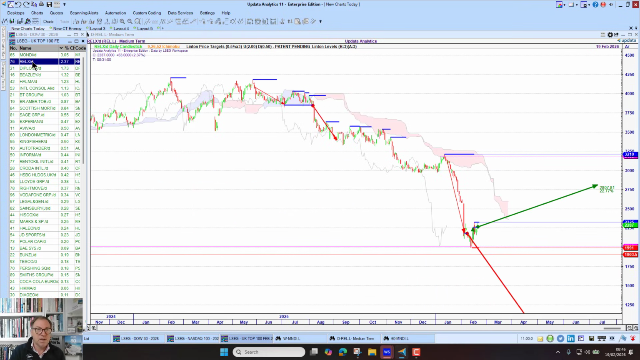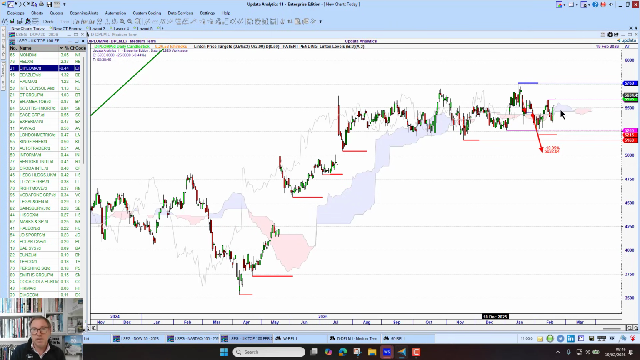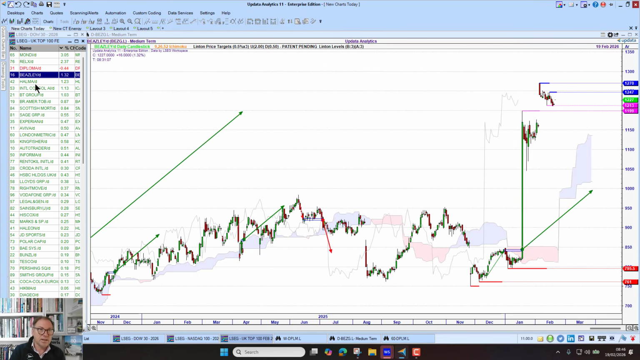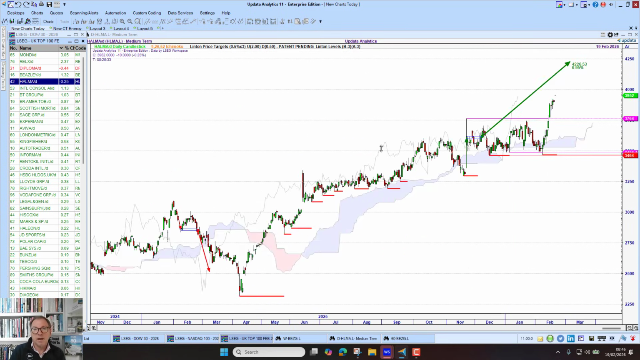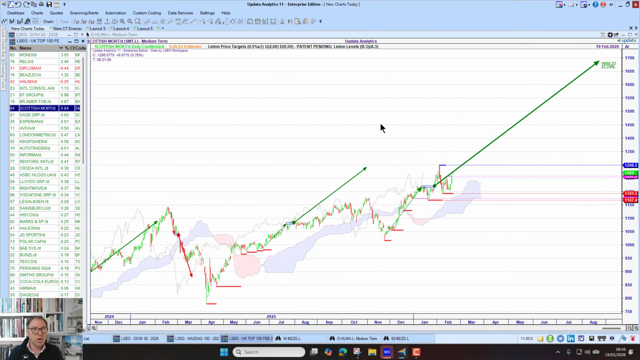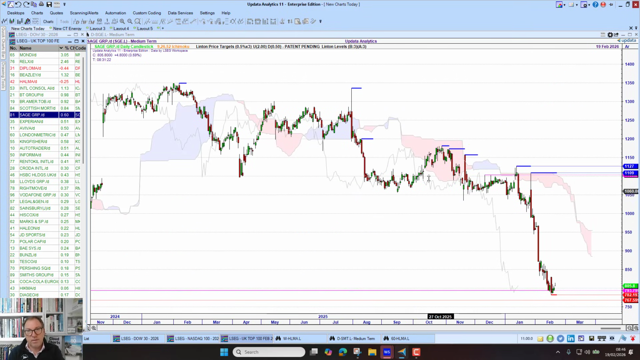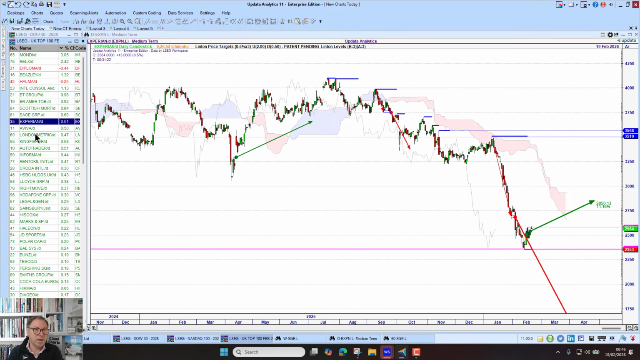So Relx, looking at all these stocks that have fallen. This one is Diploma. That's not looking so bad, but we do see here just a lot of the performers today. That's Beasley's Halma. That's looking better, breaking to new highs. Scottish Mortgage, that's looking okay with an upside target. Sage, these are the technology plays. They have been weaker. So Experian, another one that's been weak.